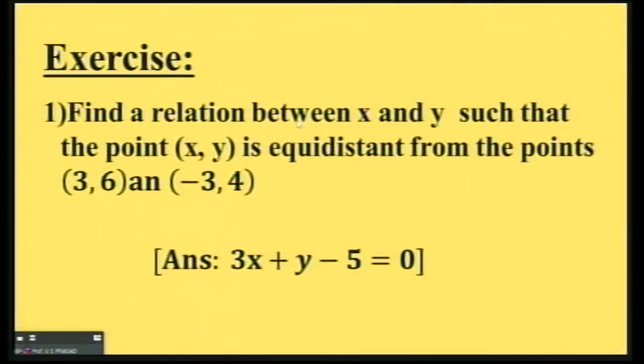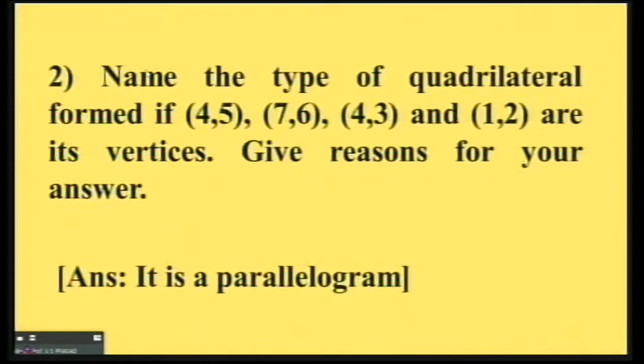First question is, find a relation between x and y such that the point (x, y) is equidistant from the points 3 comma 6 and minus 3 comma 5. That means they have to find out the relation between x and y by using the equidistant technique. In fact, I have given the answer also. Let them check. The relation is 3x plus y minus 5 is equal to 0. Let them check it by solving this problem.